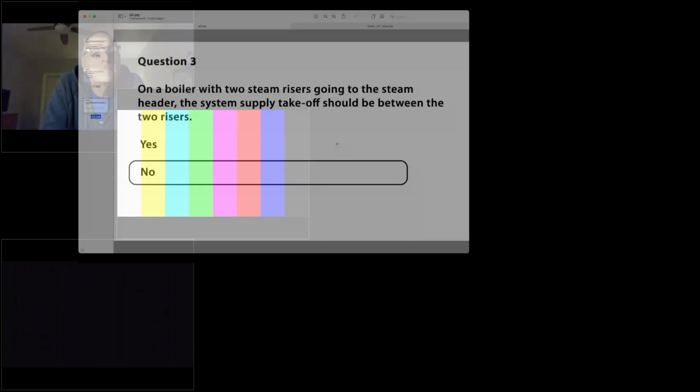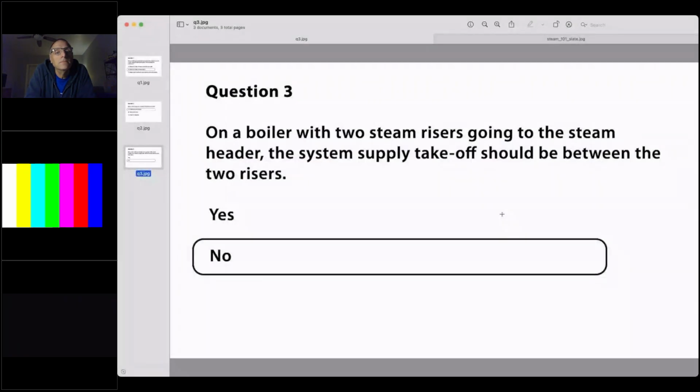There it is. Okay, question number 3. On a boiler with 2 steam risers going to the steam header, the system supply takeoff should be between the 2 risers. The answer is obviously no, or false. I can't remember how it looks on the test, but I think it is no. So there you go. That's the third question. Make a note of that because you're going to need it in just a few minutes here.